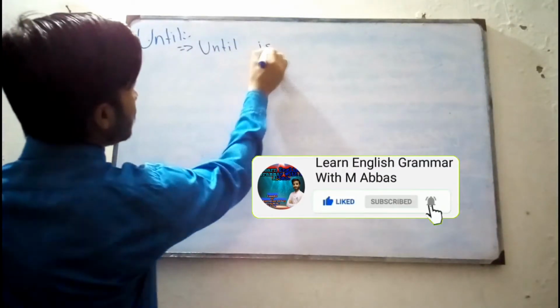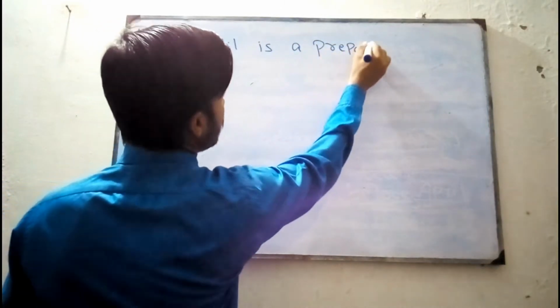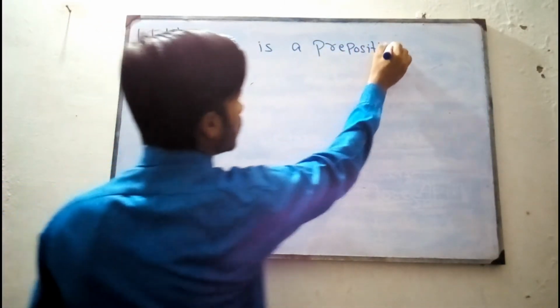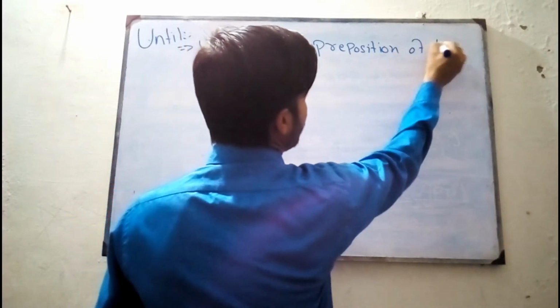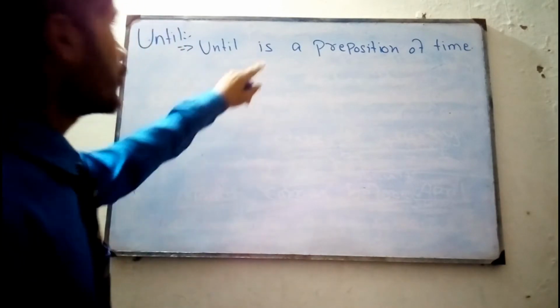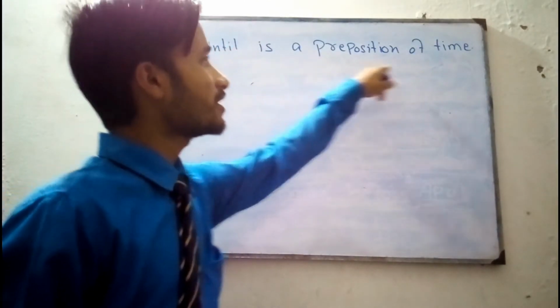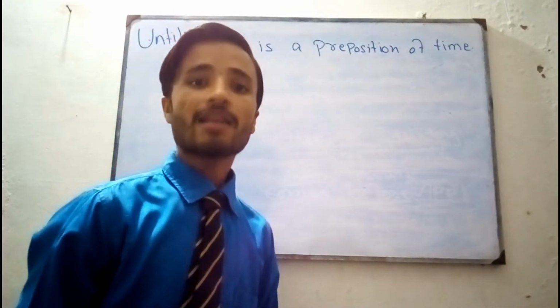Until is a preposition of time. According to the grammar, until is a preposition of time. Is this clear? Now what does it mean?